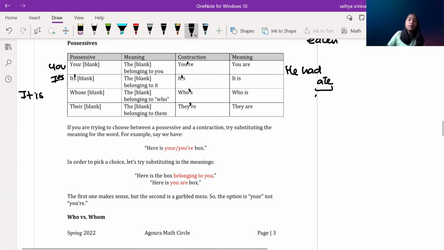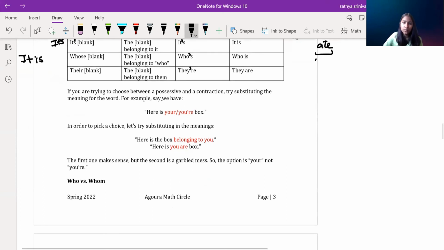Right. So try not to get possessions and contractions confused, because the point of the apostrophe here is just like to combine you and are. It is, who is, they are. The point of the apostrophe here is to combine those things. But a possession is to say that something belongs, like you're the owner of something. Right, for example, here is your, and then here is you are, or your.